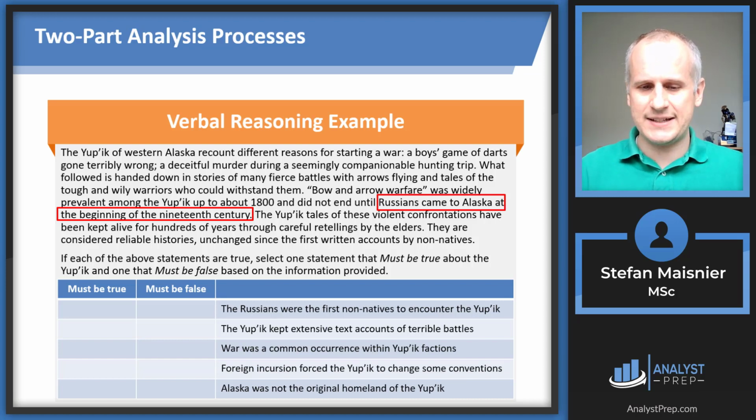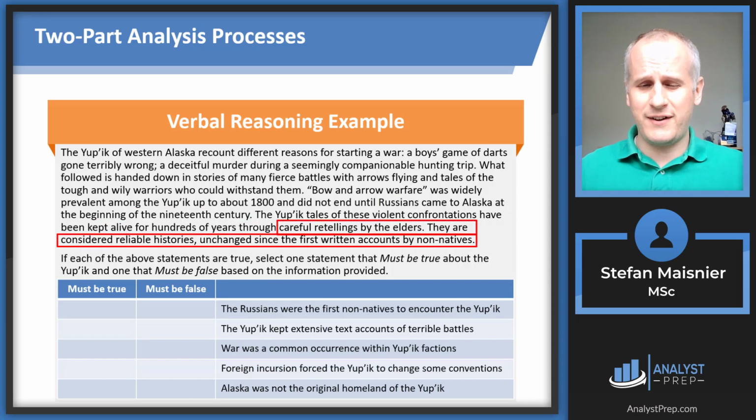However, if we look at the next answer choice, the Yupik kept extensive text accounts of their terrible battles. That we know not to be true because we find in the conclusion of the paragraph that the tales were kept alive through careful retellings by the elders of the Yupik, and they are considered reliable histories unchanged since the first written accounts were by non-natives. So therefore, it must be false that the Yupik kept extensive text accounts of terrible battles. They didn't take text accounts according to the passage.